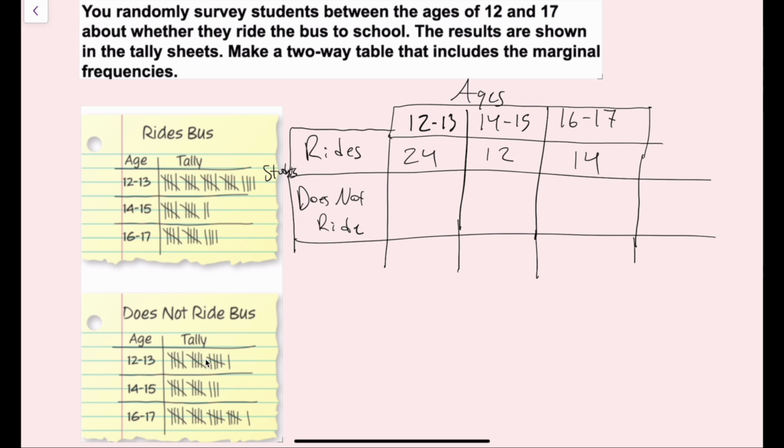And then for the students who do not ride the bus, I'll go down to 12 to 13. So 5, 10, 15, 16. And then for 14 to 15, I have 5, 10, 13. And then for 16 to 17, 5, 10, 15, 20, 21. So now, notice you can see that I've included these other columns. These are to figure out the totals, the marginal frequencies. So I'm going to add a total column here, and then a total here.